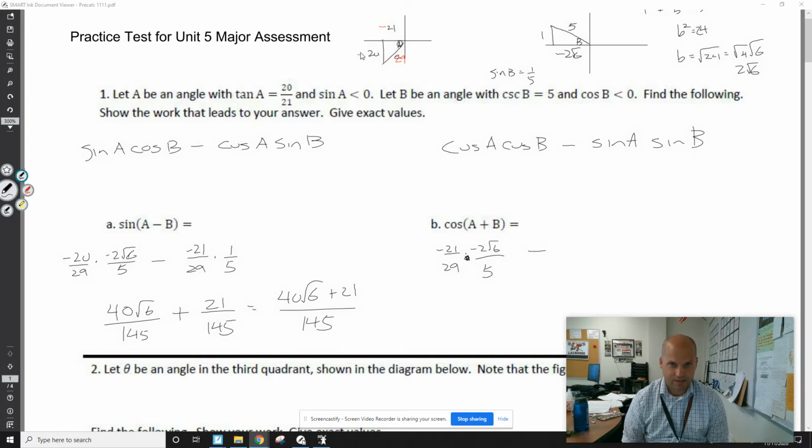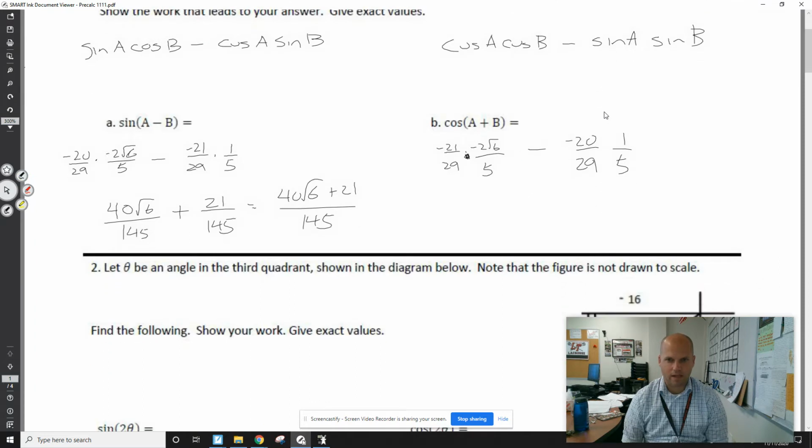Sine A is negative 20 over 29. This wouldn't have mattered anyways because the order of things in multiplication doesn't matter. Sine B, 1 over 5. Again, you get 29 times 5 in the denominator, so that's 145. Negative 21 times negative 2 is positive 42 root 6s. And then this would be plus 20 over 145. So you could rewrite this as 42 root 6 plus 20 over 145.